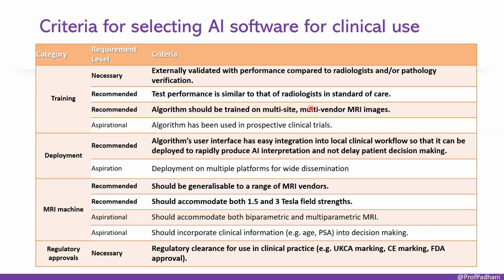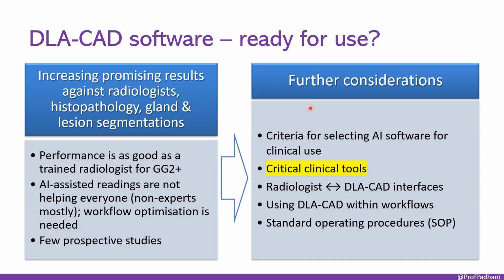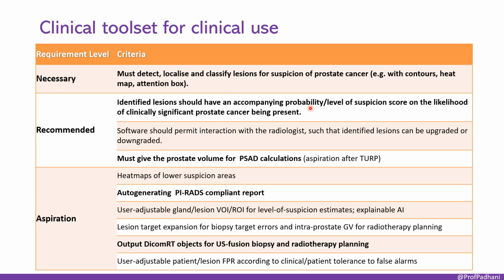Aspirational goals include prospective trial validation, deployment on multiple platforms, accommodating both biparametric and multiparametric MRI, and incorporating clinical data like PSA or age. Next, let's focus on the critical clinical tools the software should offer. What functionalities do we need?